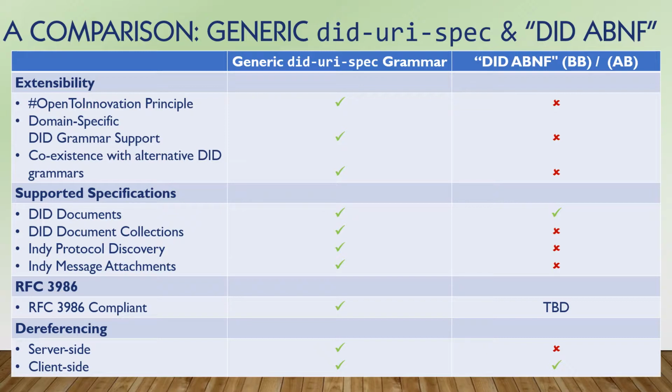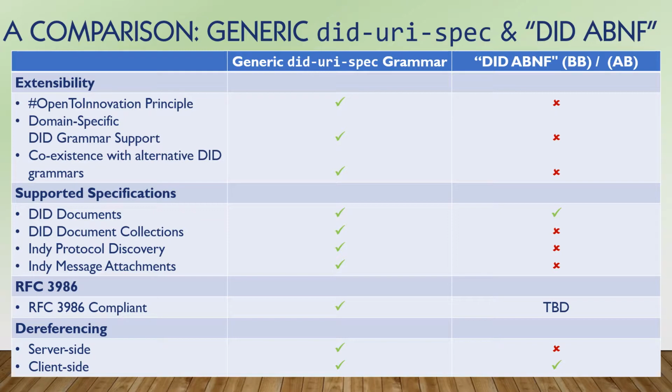Through the generic did-uri-spec grammar and specific domain-specific did grammars, the did-uri-spec can support did documents, can support did document collections, more diverse scenarios like Indy protocol discovery and Indy message attachments. The did ABNF specification, its purpose, its role, its goal in life is just supporting did documents. It's not a right or wrong thing, it's just the way that they were targeted when the working group was created.